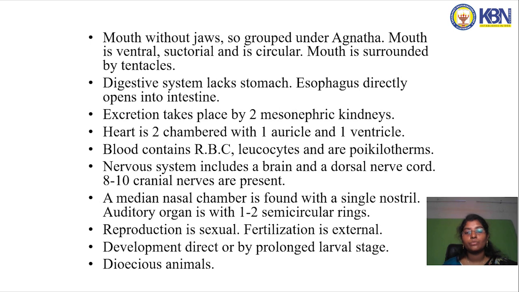Next, excretion is by two mesonephric kidneys. And next, heart is two chambered with one auricle and one ventricle. Blood contains RBCs and leukocytes, and they are poikilotherms. Nervous system includes a brain and a dorsal nerve cord. 8 to 10 cranial nerves are present. A median nasal chamber is found with a single nostril. Auditory organ is with 1 to 2 semicircular canals. Reproduction is sexual and fertilization is external. Development is direct or with a prolonged larval stage. Dioecious animals.